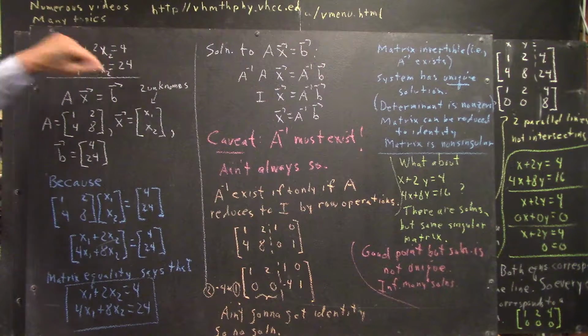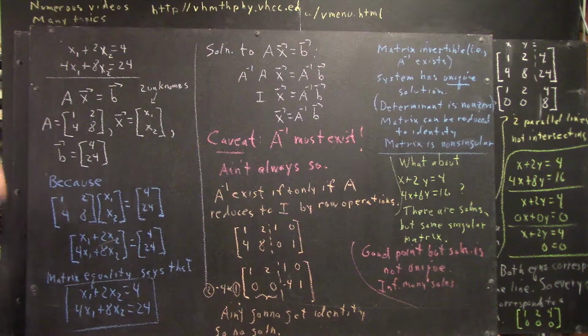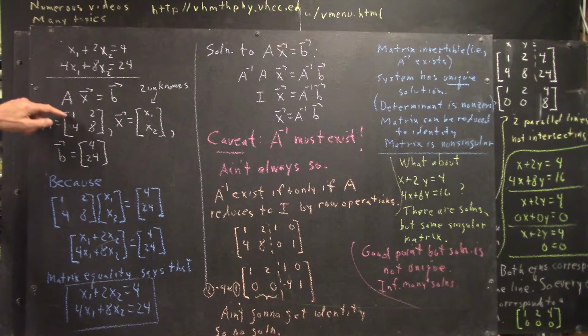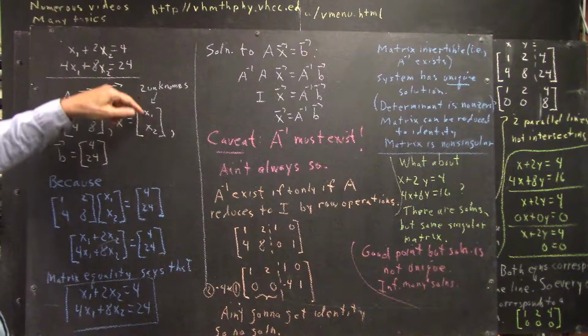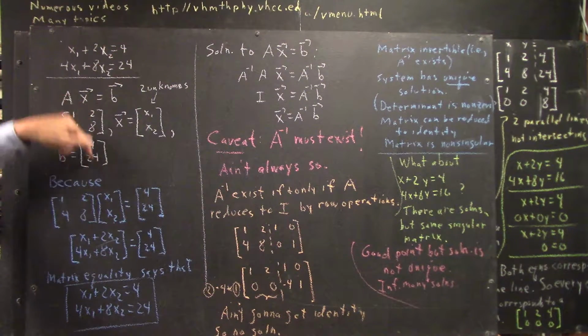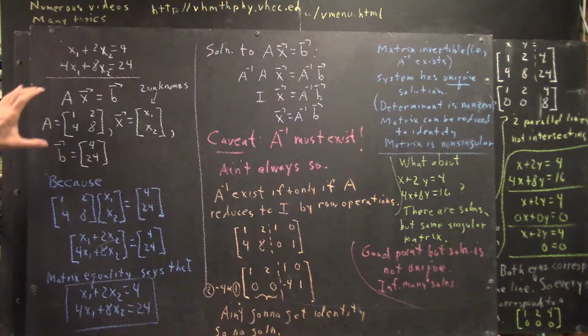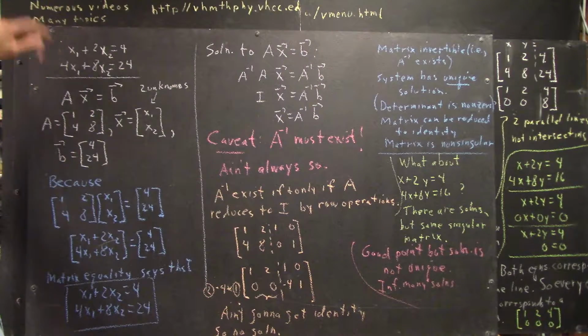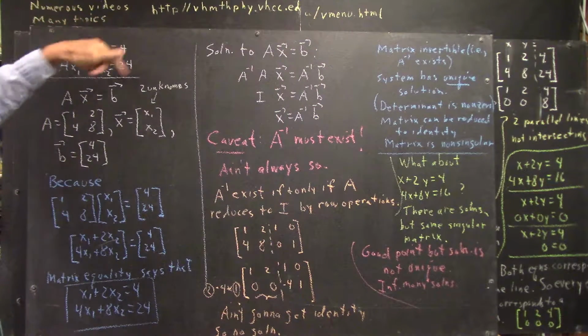X being a vector, B being a vector, A being a 2 by 2 matrix in this case. So the A matrix would be the matrix you see here, the 1, 2, 4, 8. The X vector is the column vector x1, x2. The B vector, the column vector 4, 24. So this matrix equation for these matrices and column vectors is equivalent to this.